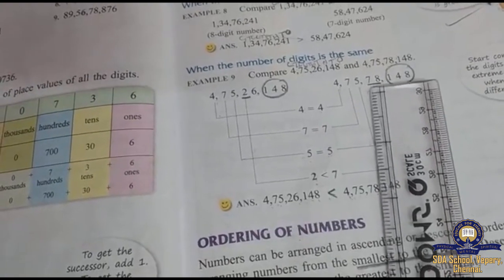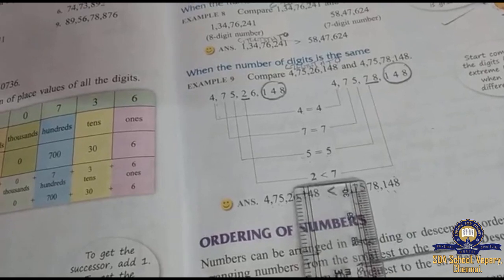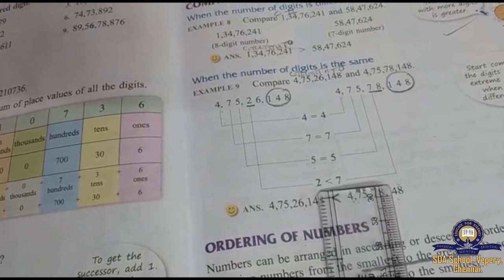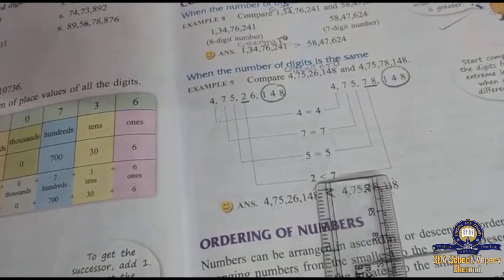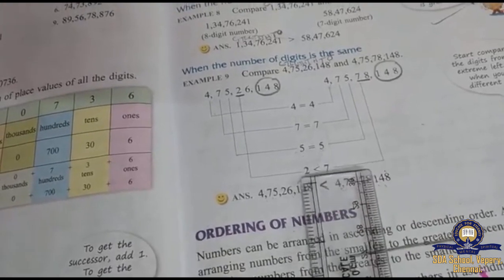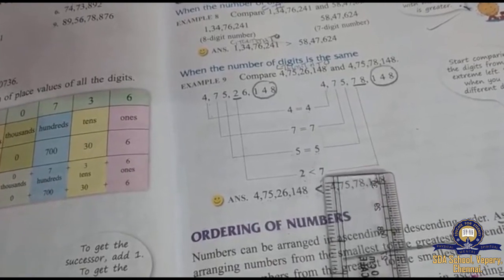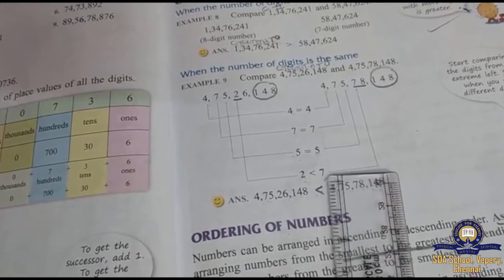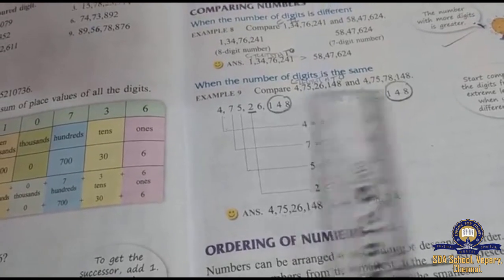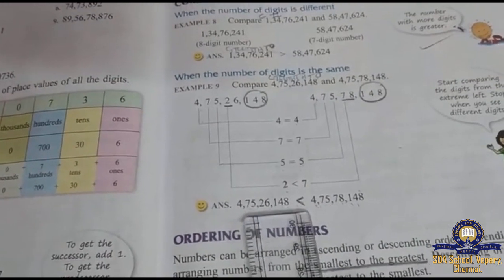Here 78,000 is mentioned. Now which is greater? Is 26 greater or 78 greater? But in this one 2 is mentioned, here 7 is mentioned. So 7 is greater than 2. That's why the greater than symbol is facing the number 7. And then 148, and here also 148, equal. So this is greater.